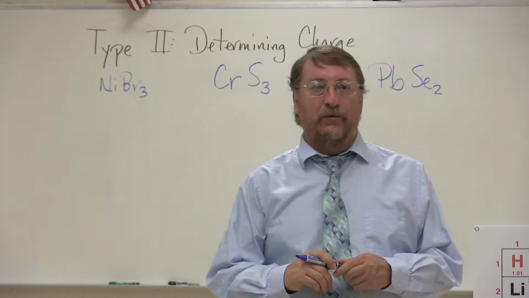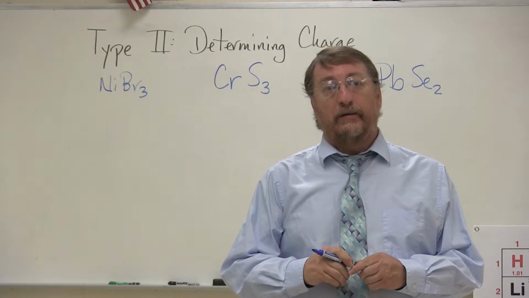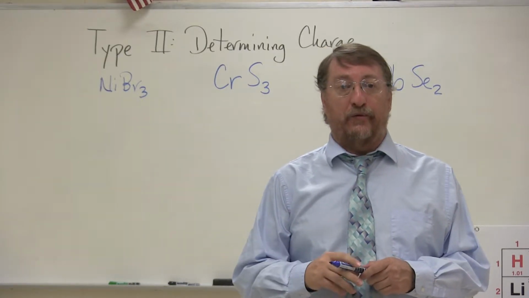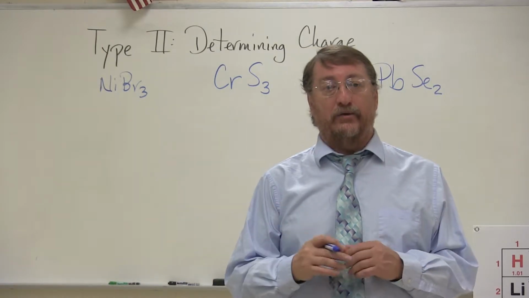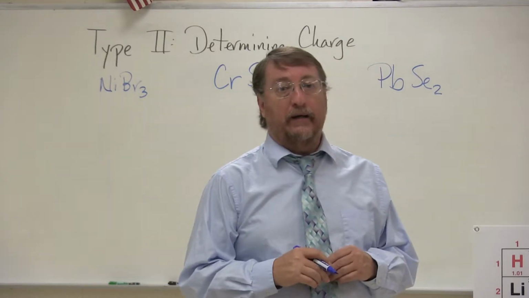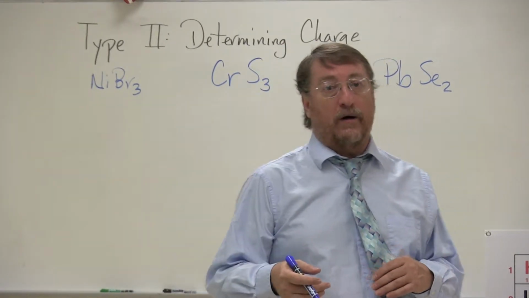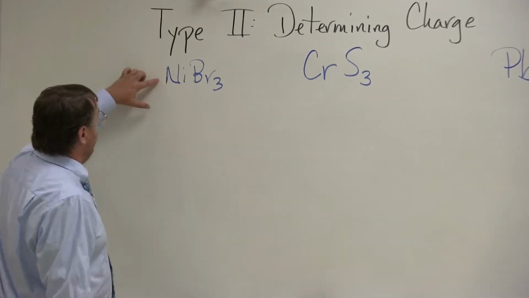This is unit number 2, video number 9, looking at type 2, how do we solve for the charge? One of the things we know in type 2 compounds is we have to identify the charge with a Roman numeral. So solving for that is going to be key in these elements where we don't know what they are. They have more than one possible charge. So let me show you some examples here.